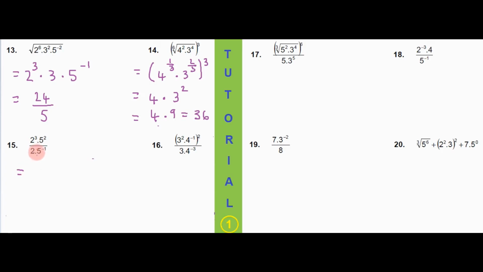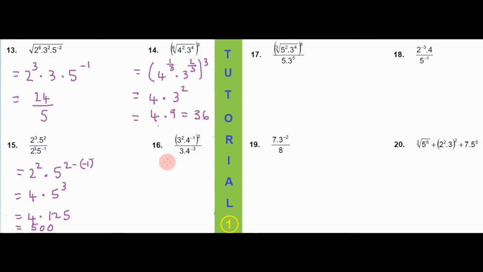We're dividing here, so where the bases are the same, we can subtract the powers. So 2 to the 3 minus 1 is 2 squared. Then we have 5 to the 2 minus negative 1. 2 squared is 4. A minus times a minus is a plus, so it's 5 to the 2 plus 1, which is 5 cubed. And this is equal to 500.